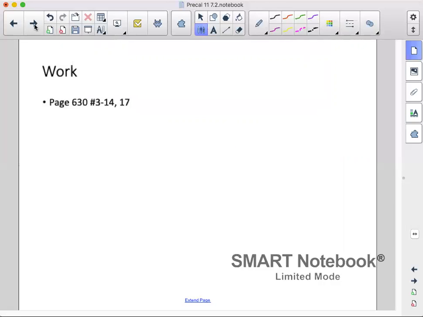Okay, so practice for this section can be found on page 630, numbers 3 to 14 and 17.